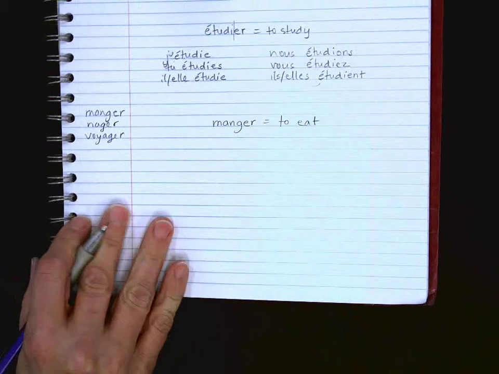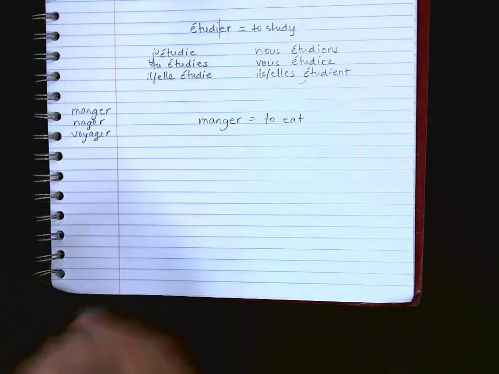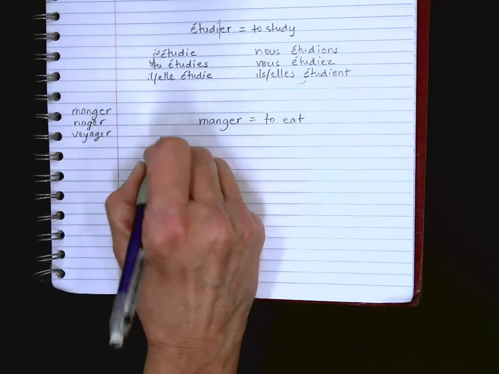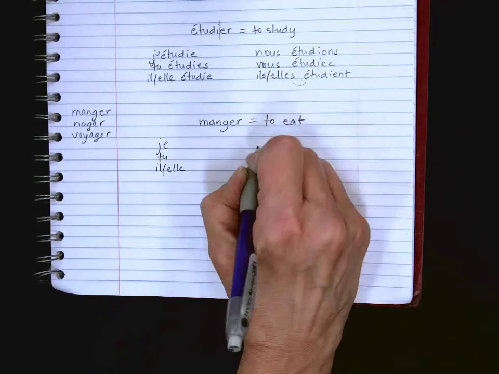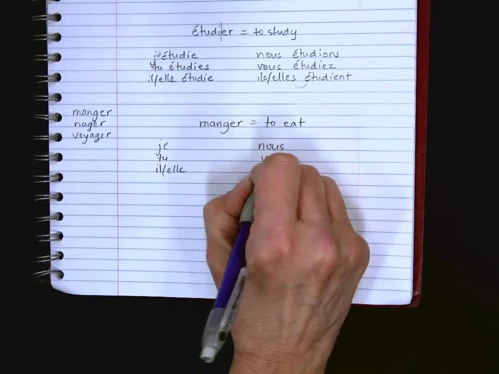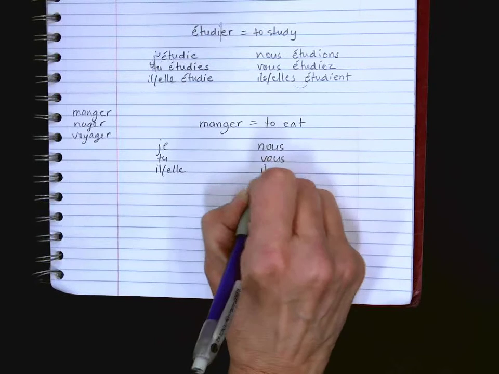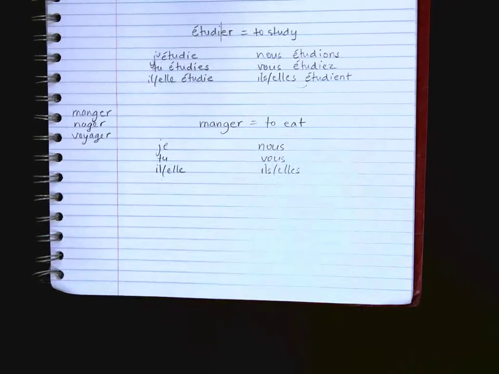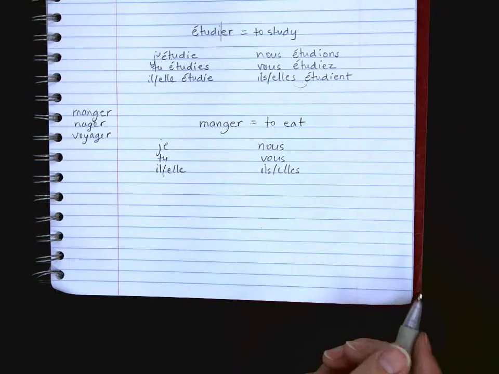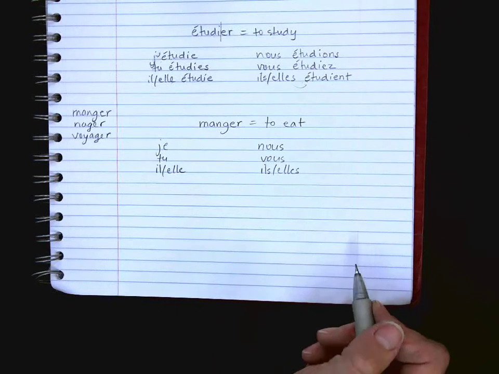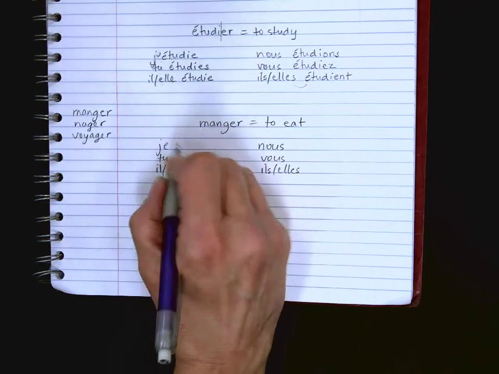Let's make the chart again. This is the last one we're going to do this way, in case you're getting kind of tired of it. Je, tu, il, elle. Nous, vous, il, elle, pluriel. It's fun, isn't it, Lisa? Yep. Okay, so I just want to make sure I have people behind me. I know you are. Mange.